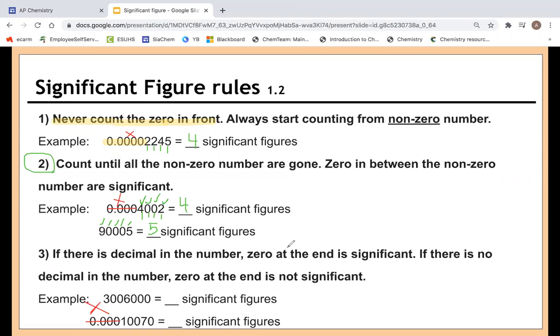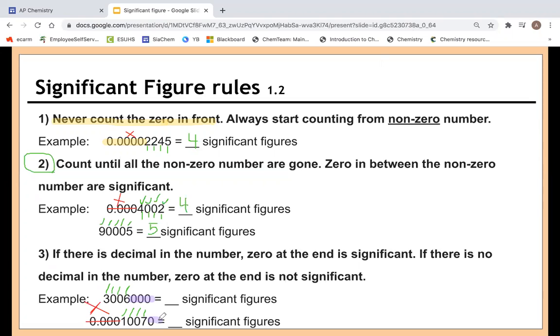All right, let's try to count the third one. Same thing: non-zero number counts, non-zero number counts, and all the sandwiched zeros also count. So 1, 2, 3, 4. Okay, we have 4 of them. And then same here: 1, 2, 3, 4. Now we get into a little sticky situation, right? We now have zeros at the end. We're talking about these.